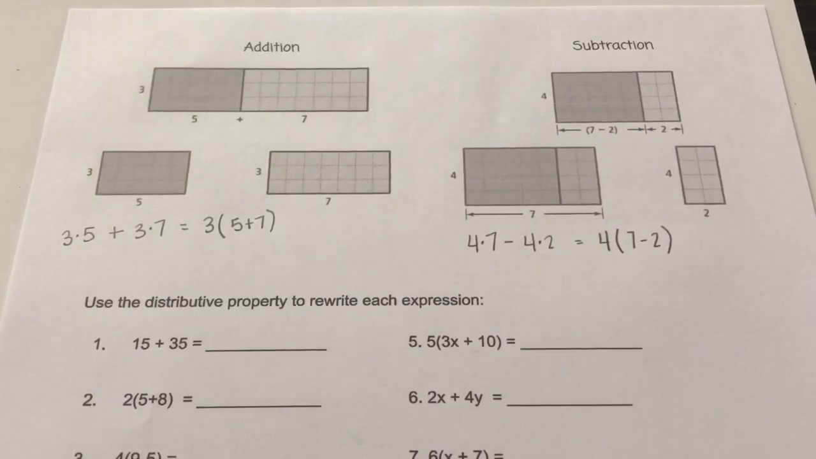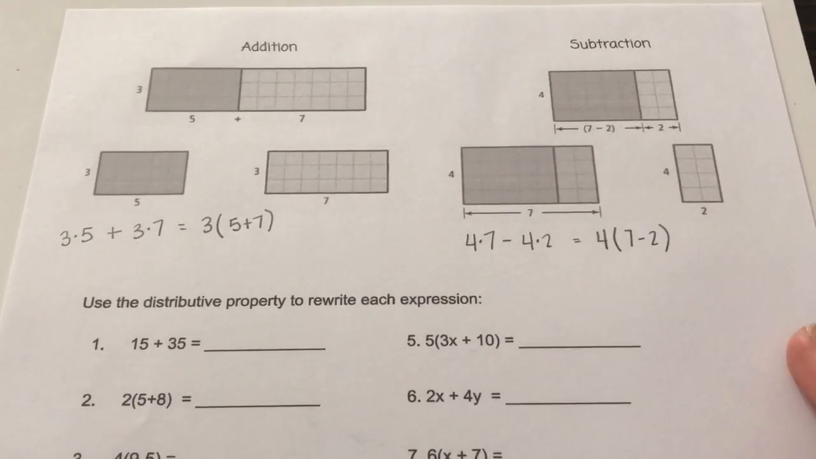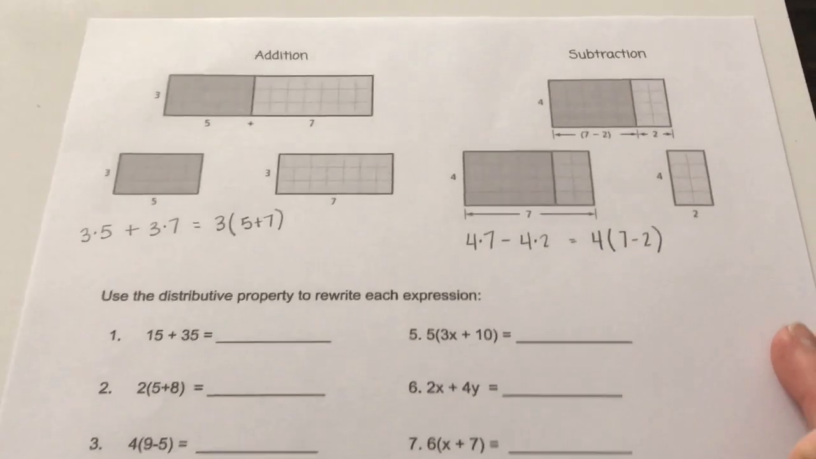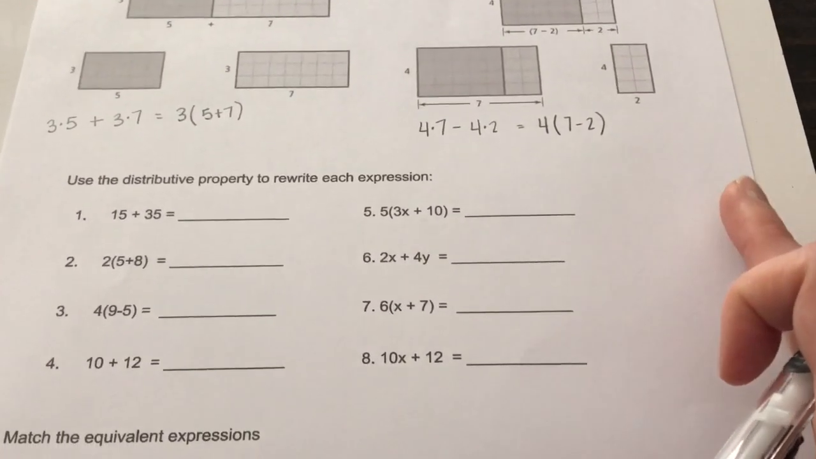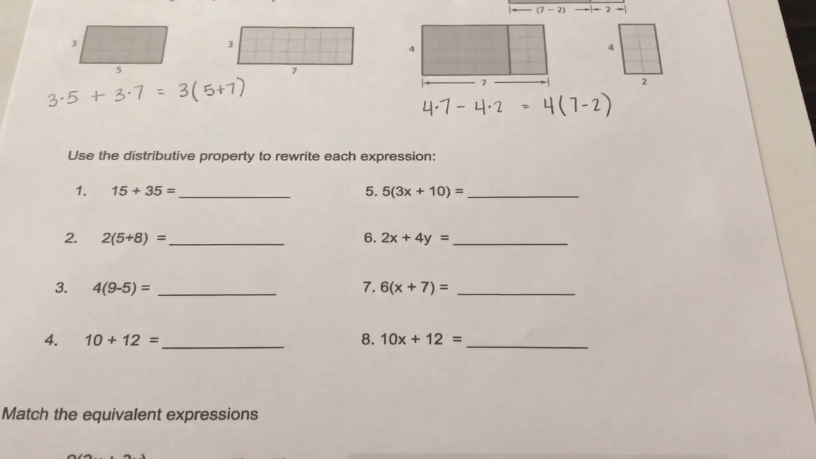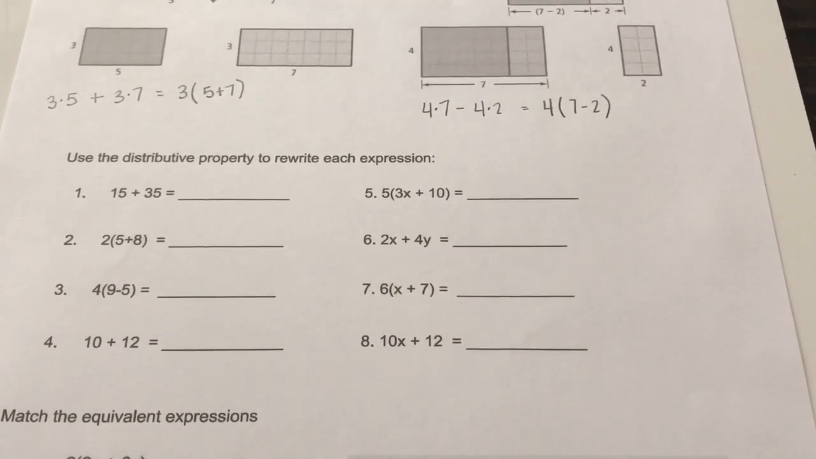In number 1 through 8, you are going to use the distributive property to rewrite these expressions, and then down at the bottom you are going to match the equivalent expressions with those boxes. So try it on your own. I'm going to start doing it right now. You can pause the video, you can work with me, or you can just fast forward to the end to check your answers.